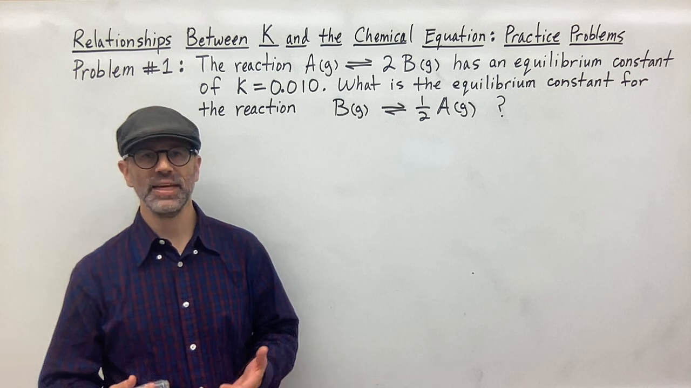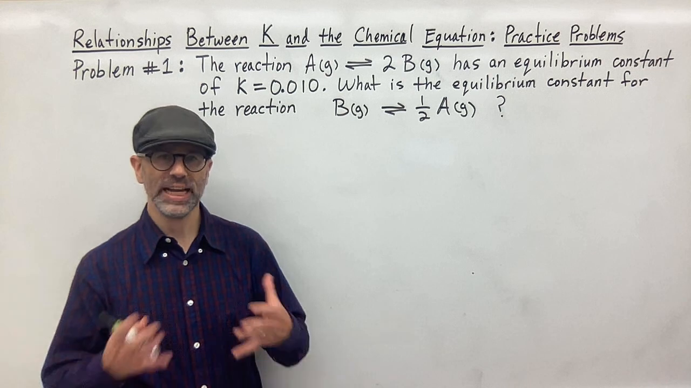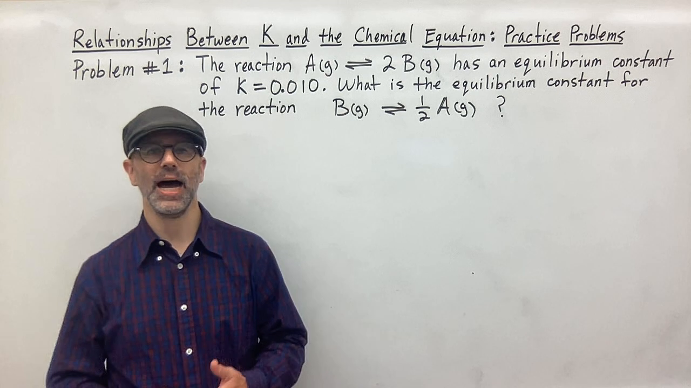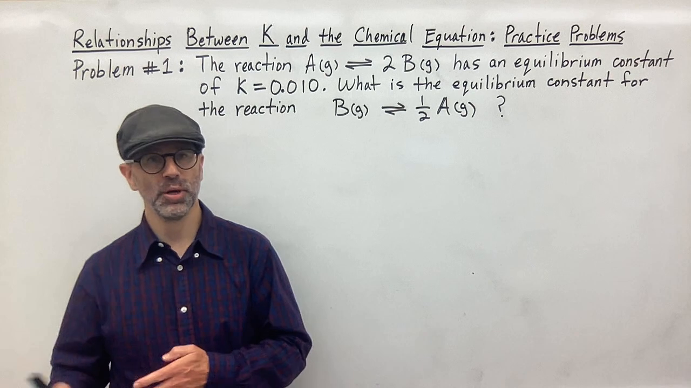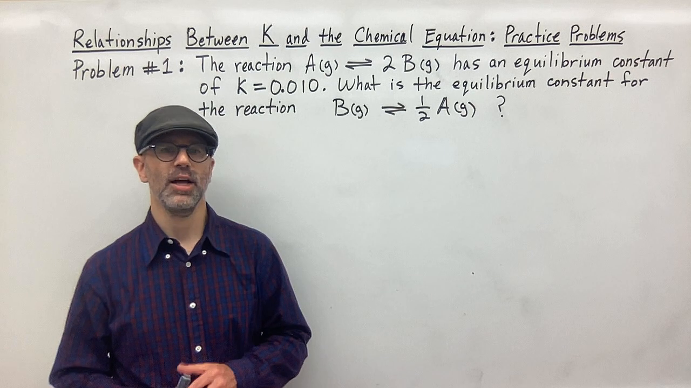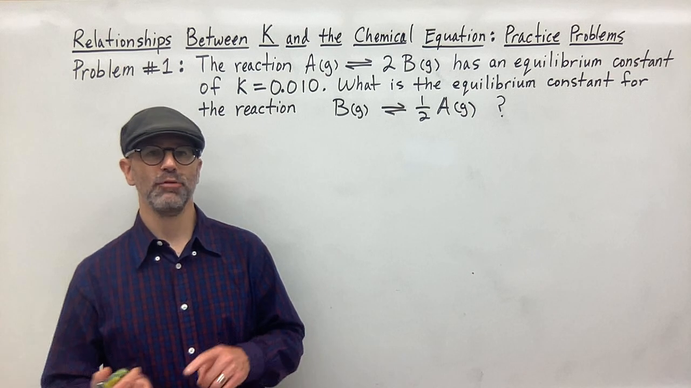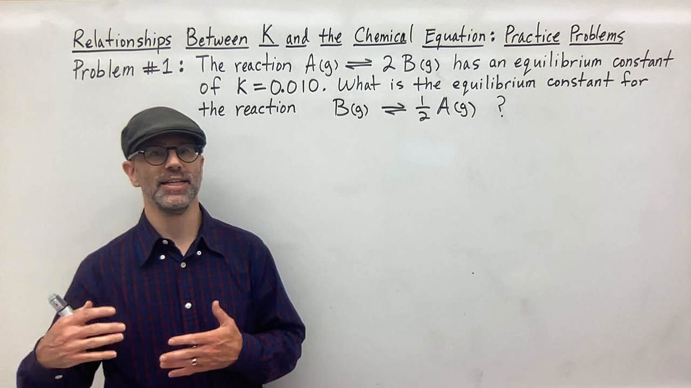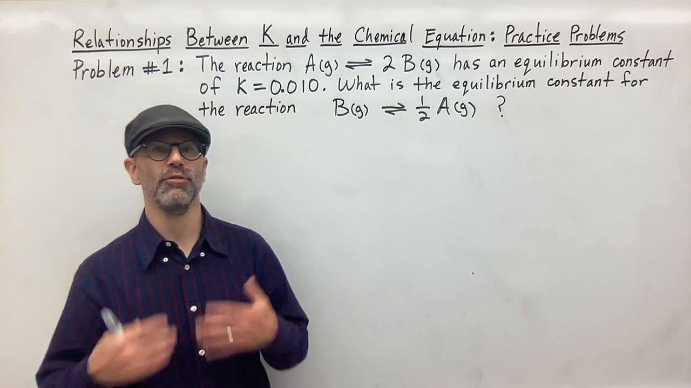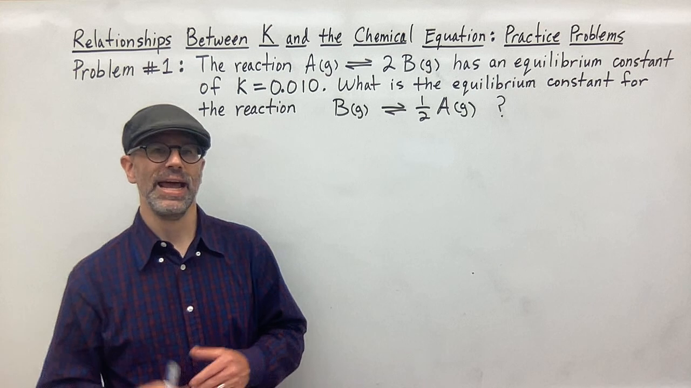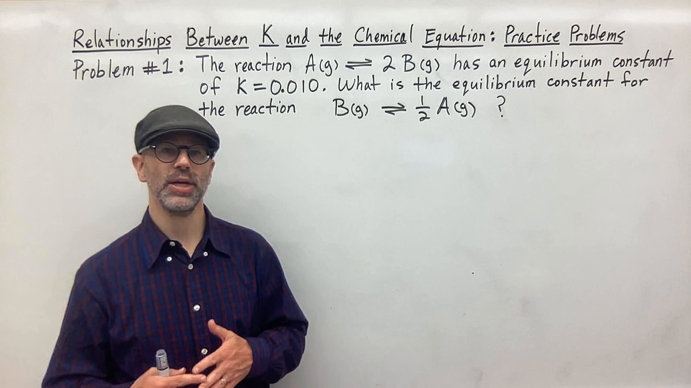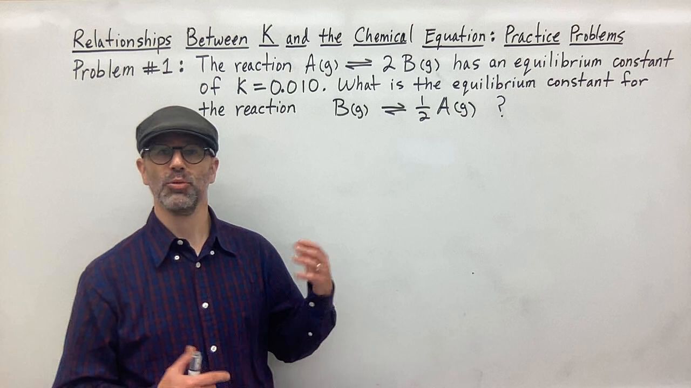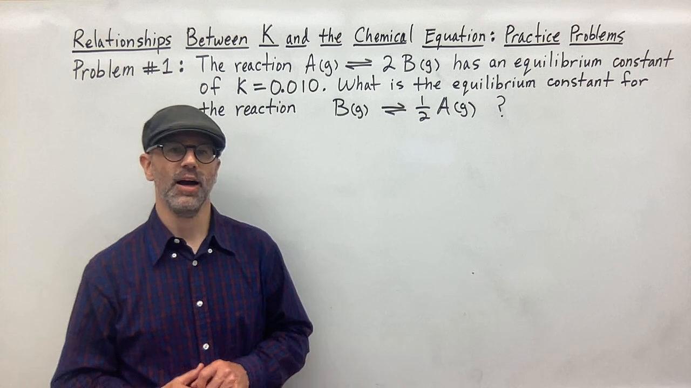Well, what I mean is that if you change the chemical reaction in some way, that's going to have an effect on the equilibrium constant that you have. For example, if you reverse the reaction, then that's going to have an effect on the K value of the new reversed reaction. And there's a relationship between the K of the reversed reaction and the K of the original forward reaction.